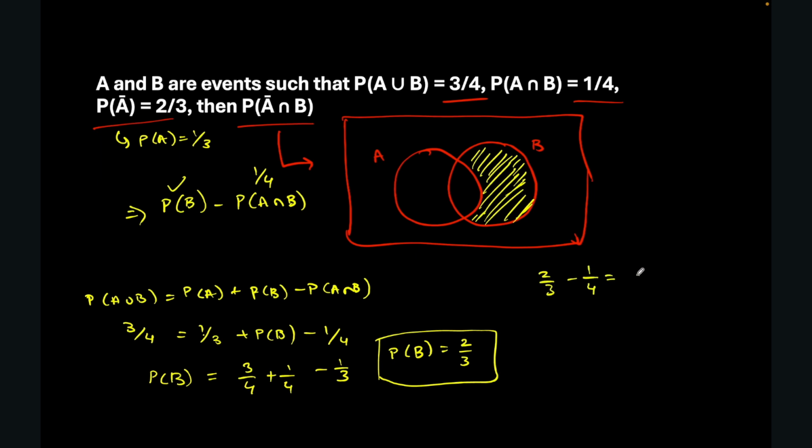We'll just find the common denominator, 12: 8/12 minus 3/12. And the probability of only B happening is 5/12, right? So super simple. Probably the hardest aspect of this question must have been figuring out what this is, right? What do they exactly want from us? So this is the main idea.